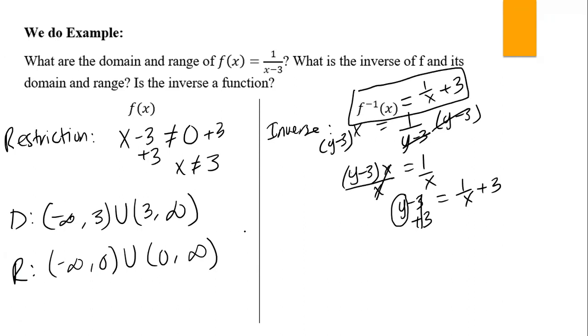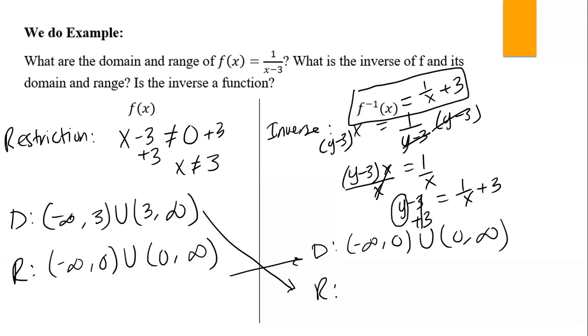And what happens to our domain and range? They switch. The y just became its inverse. Remember when we were solving the inverse? So my range is now my domain, and my domain is now my range.